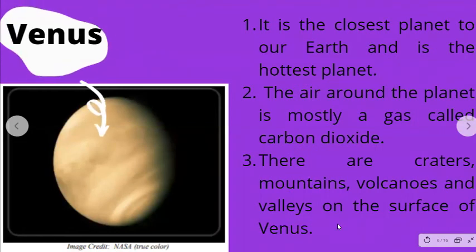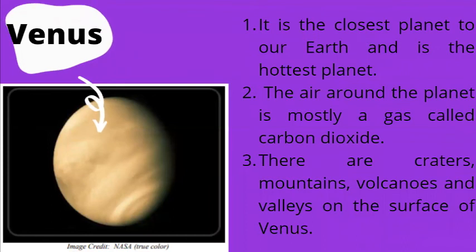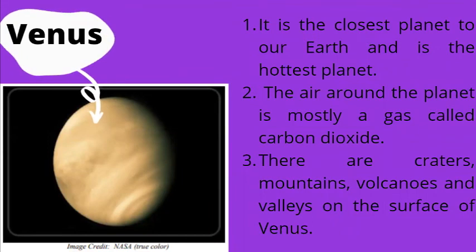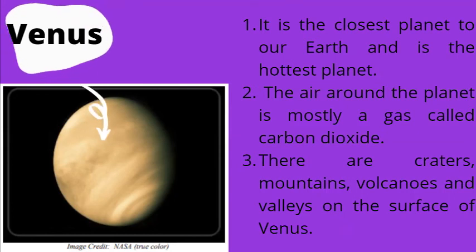Venus is the second planet from the Sun. We can call Venus our neighbor because it is the closest planet to our Earth. Venus is the hottest planet in the solar system, even though it is farther from the Sun than Mercury. It can get as hot as 480 degrees Celsius on Venus.